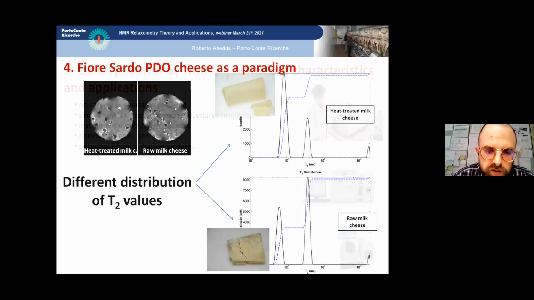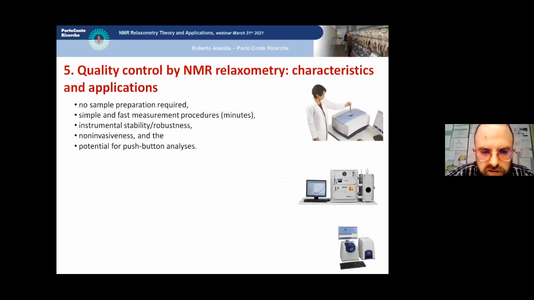The exploitation of NMR relaxometry, and I finish with this, has several advantages over other techniques. The most relevant are that no sample preparation is required. The measurement procedures are simple and fast. Instruments are very stable, and with permanent magnet technology, these kinds of experiments have grown in popularity.